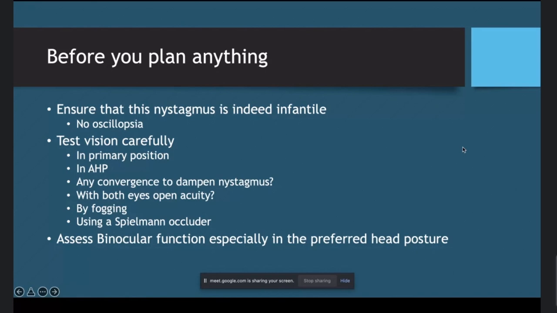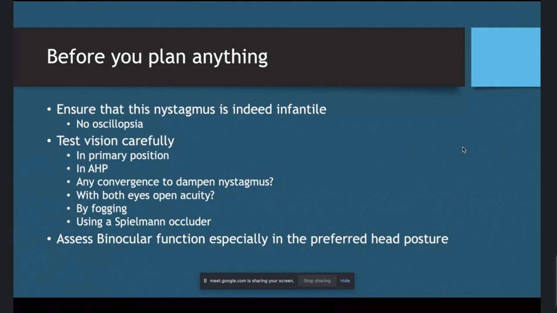Ensure that this nystagmus is indeed infantile. There should be no oscillopsia. Again, I'm telling you, oscillopsia means acquired. Test vision carefully: primary position, abnormal head posture. See whether convergence dampens the nystagmus, which means you can do an artificial divergence surgery. We won't talk about that, it's very, very complicated. What is the both-eyes-open acuity by fogging, Spielmann occlusion, all this vision. Very carefully, you must check vision.